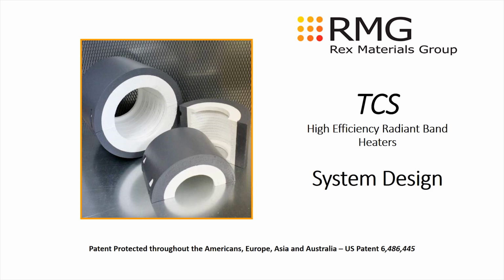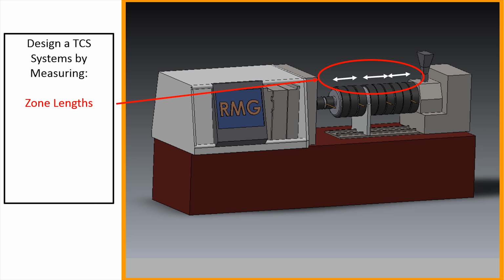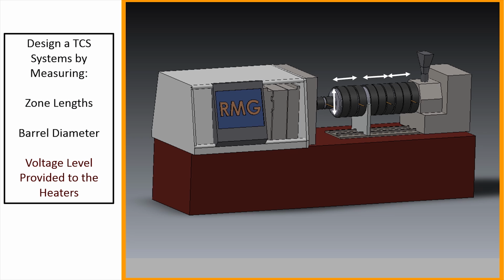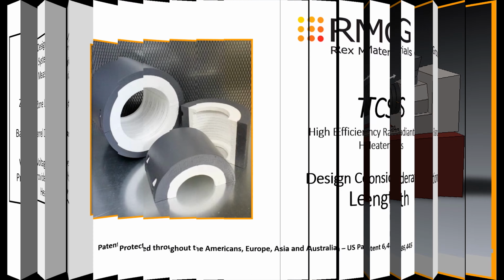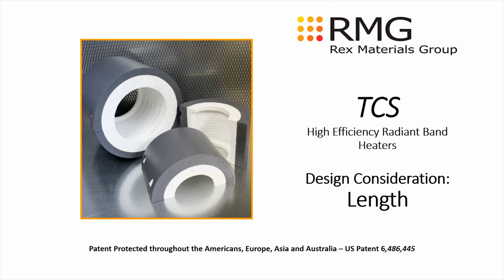TCS system design. TCS systems can be designed by measuring the zone lengths, the barrel diameter, and the voltage level provided to the heaters. There are several design considerations when engineering a system. Most are associated with TCS length.